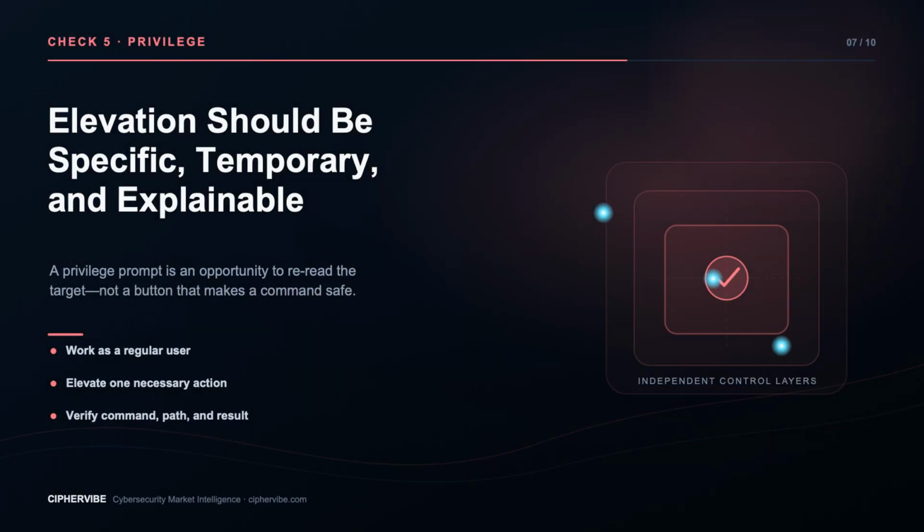Use a regular account for ordinary work. When a task legitimately requires elevation, make the elevated action as small and clear as possible. Before you approve it, reread the command, the options, the exact path, and the expected result.